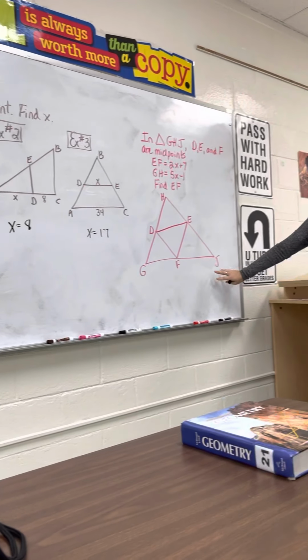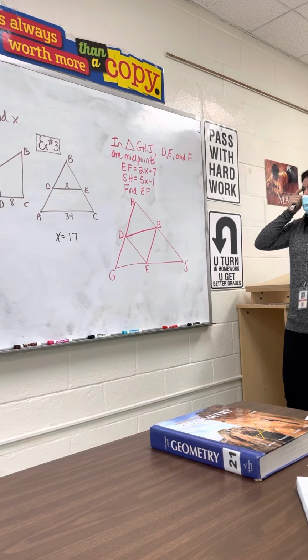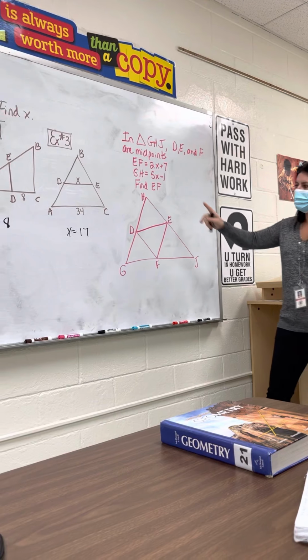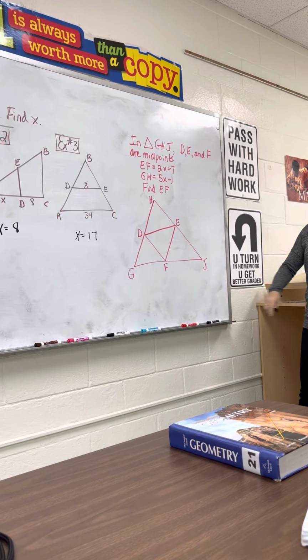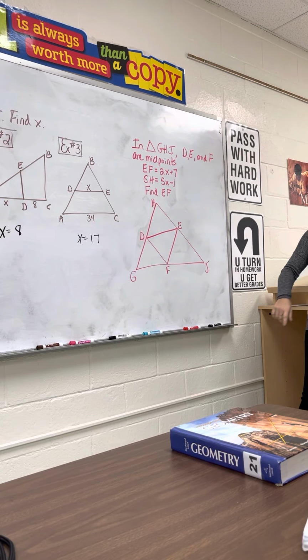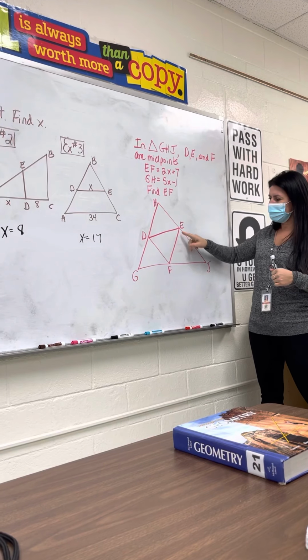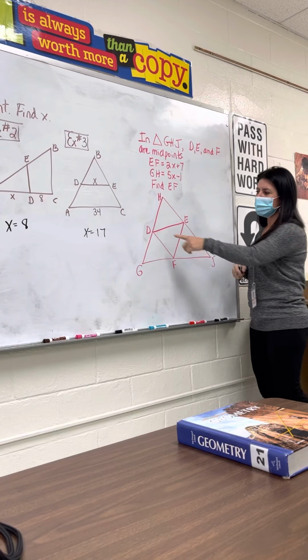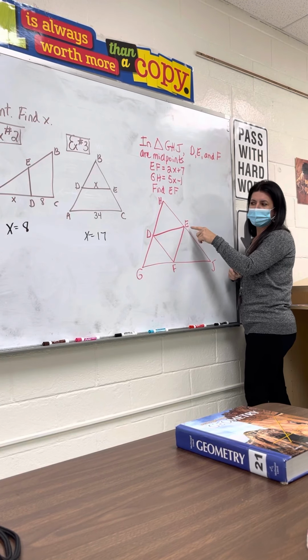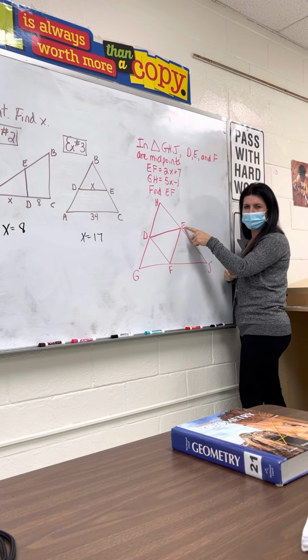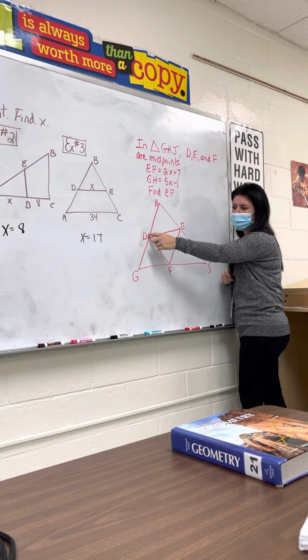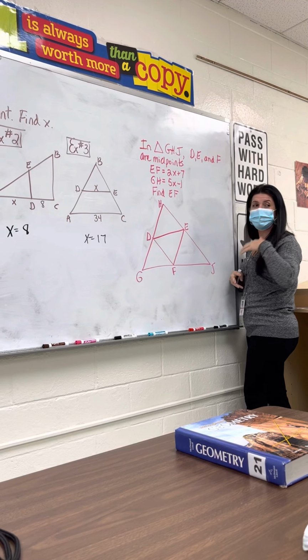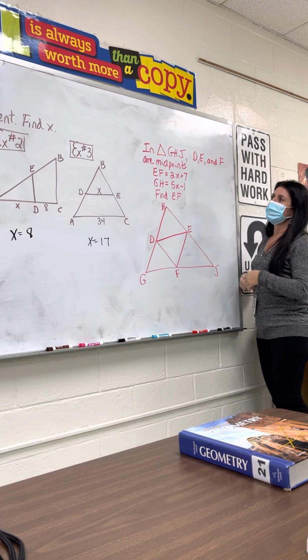Looking at my last example, it tells us that in triangle GHJ, the bigger triangle, D, E, and F are midpoints. Here's a midpoint, midpoint, and midpoint. So just by knowing that, I know that DE is a midsegment. I know EF is a midsegment. I also know that DF is a midsegment. That's going to help you on your next step.